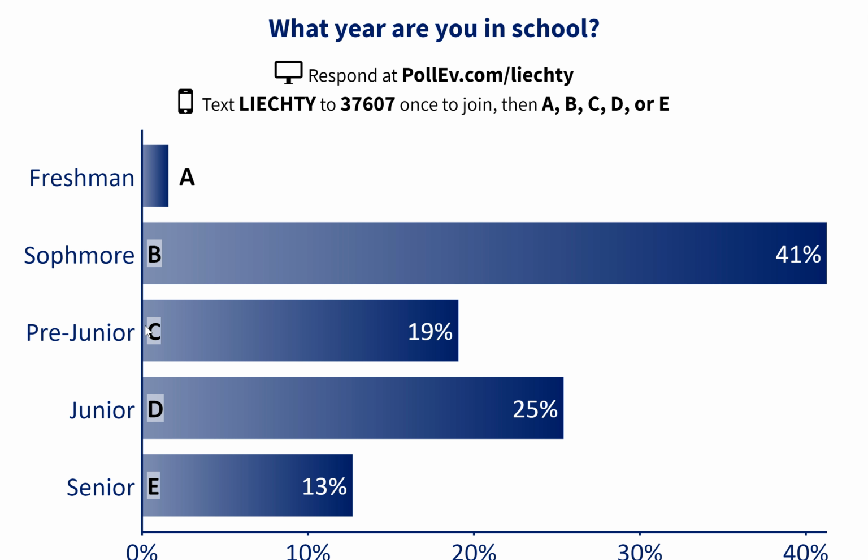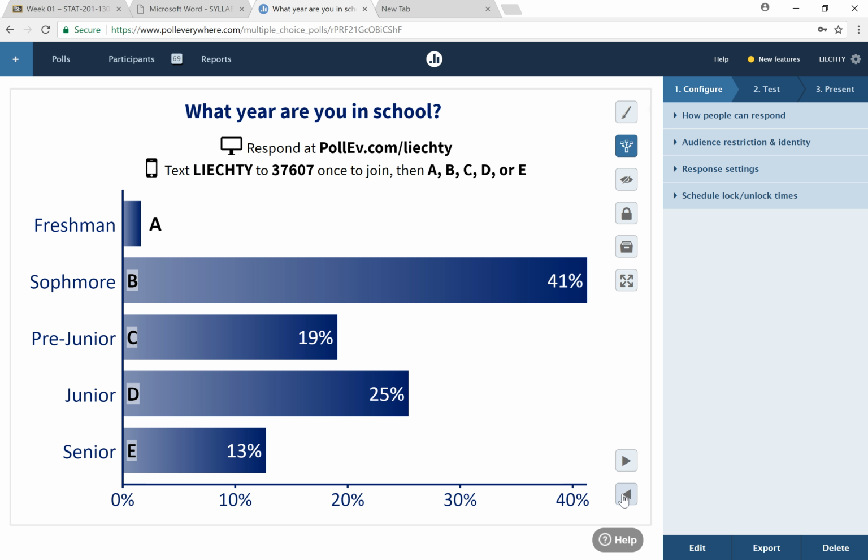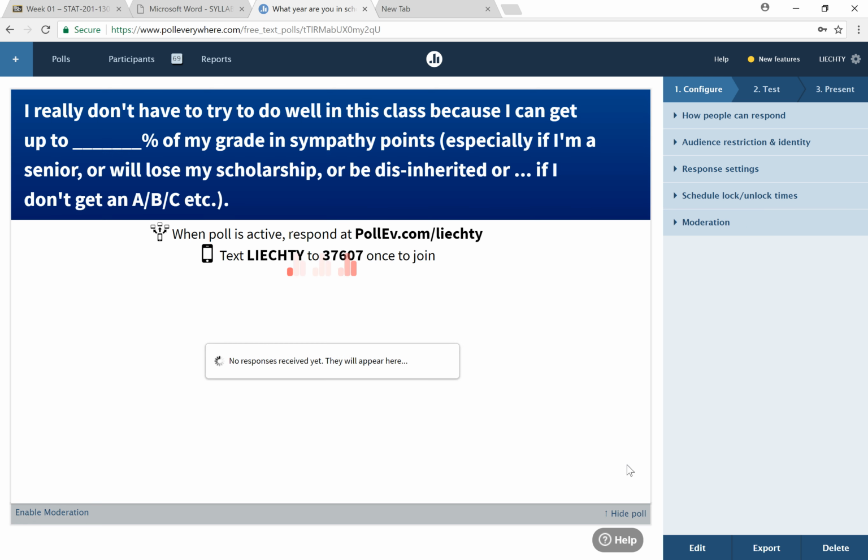So I would say this is ordinal data. And the last question we asked about the majors, that would be nominal data. There's no real ordering that makes sense that people are going to all agree about. Okay, so let's ask you another question.